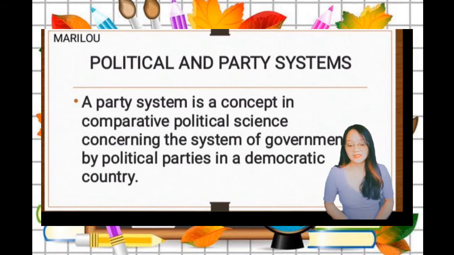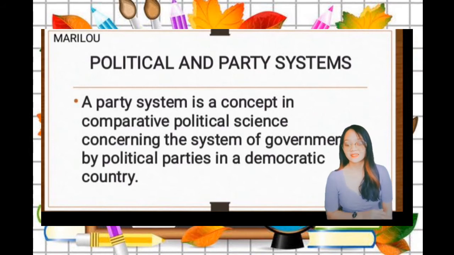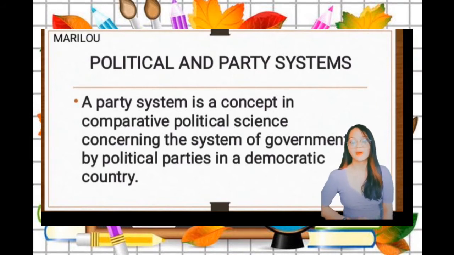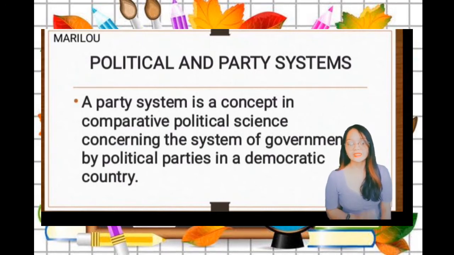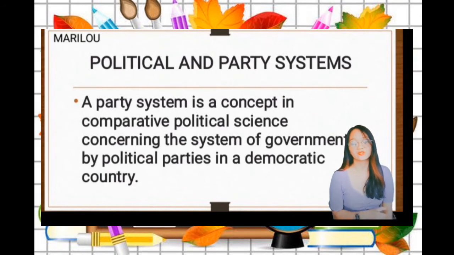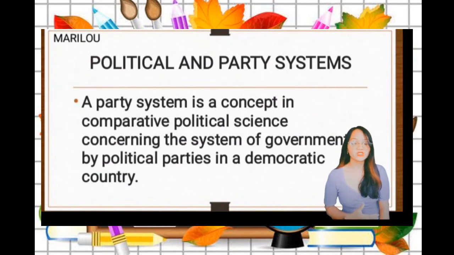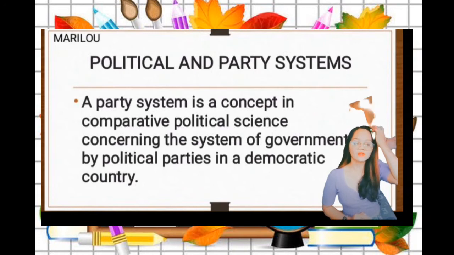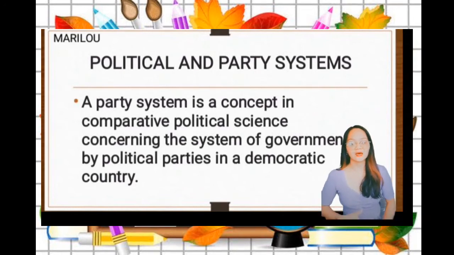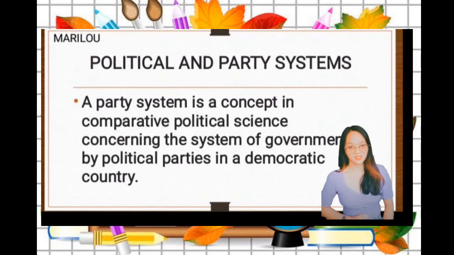A party system is a concept in comparative political science concerning the system of government by political parties in a democratic country. A political party is a group of individuals organized to advance an ideology, vision, or program with the intention to influence the government through participation in elections. A political party engenders the principles and issues imposed by its members as part of democratic participation.